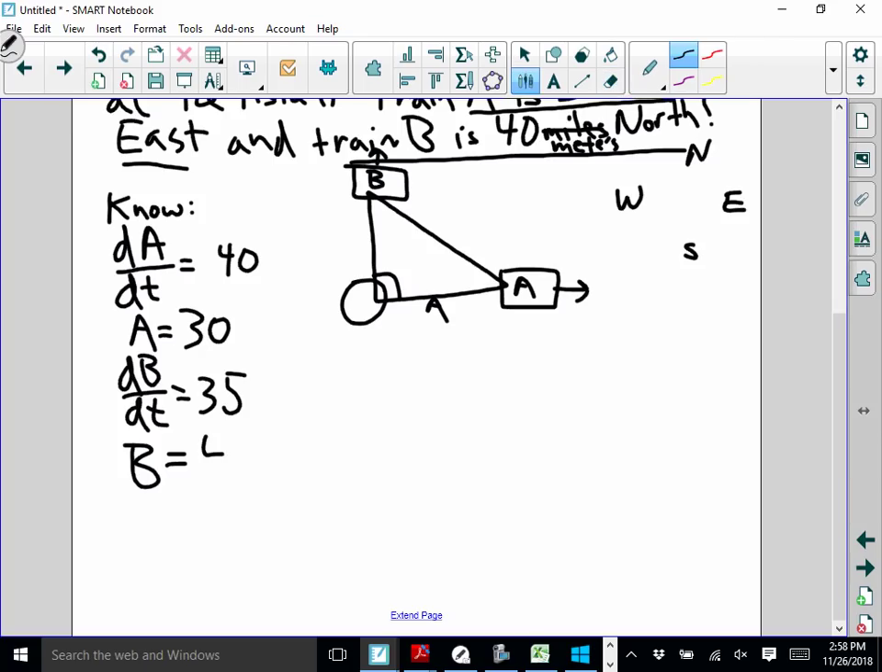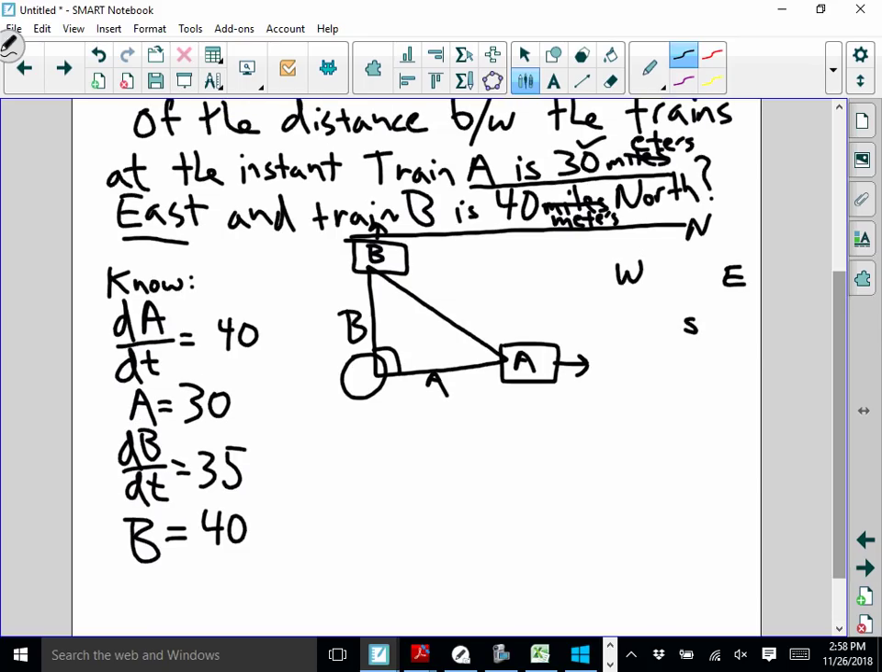So here's my A, here's my B. A and B are those distances. And what I want to figure out is the rate of change of the distance between the two trains. Well, the distance between is always a straight line, so it's right here. The question is, what letter should I choose? Well, since it's a right triangle, I'm going to choose C to be my distance, because I like using A, B, and C on right triangles, with C being the hypotenuse.